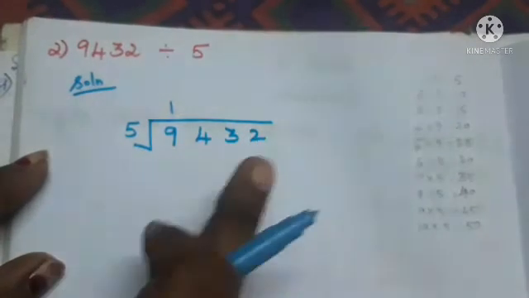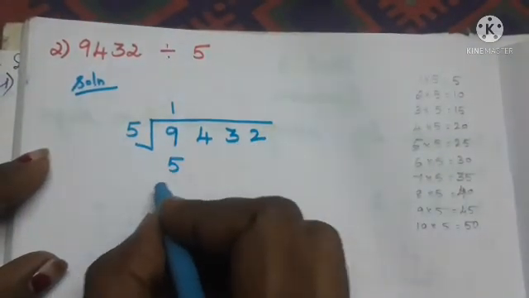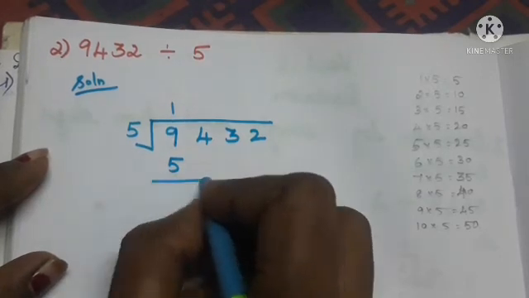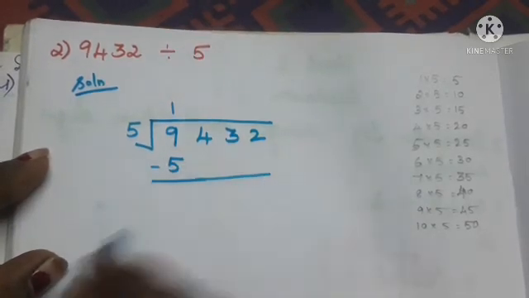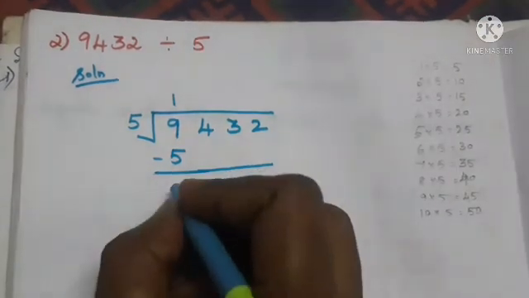So 1 into 5 is what, ma? 5. So we can write the 5 at the down of the 9. Next we have to subtract the 9 and 5. Okay, 9 and 5 we can subtract. So 9 minus 5 is what? Yes, 4 we will get, isn't it, ma?